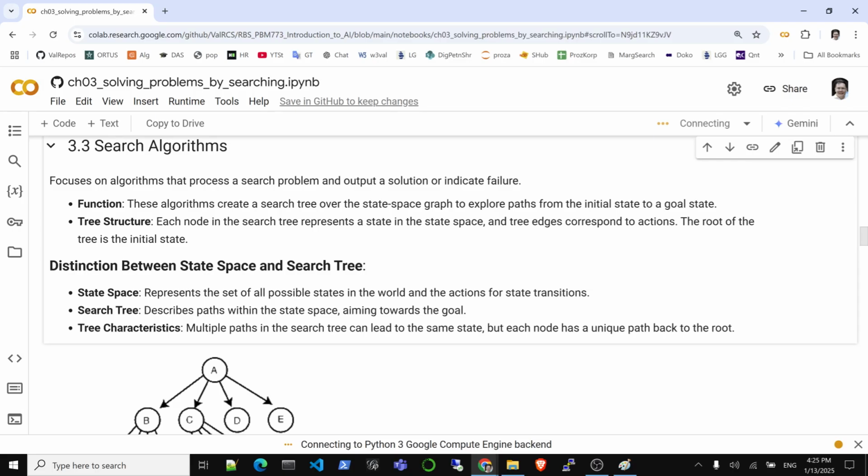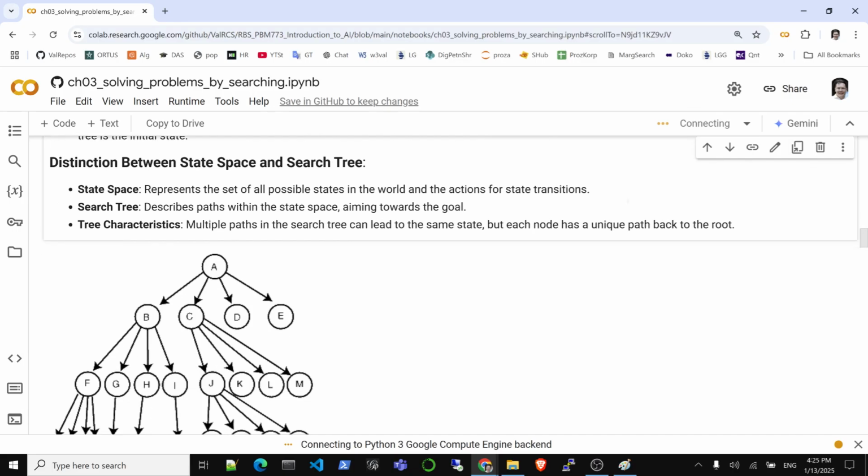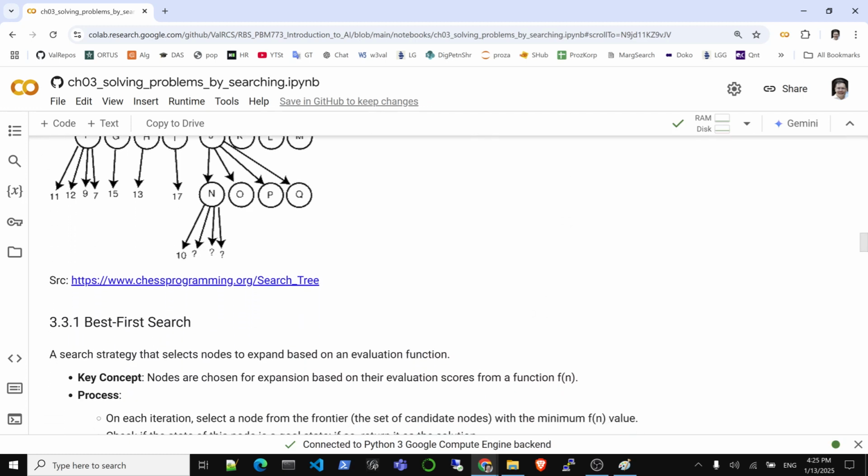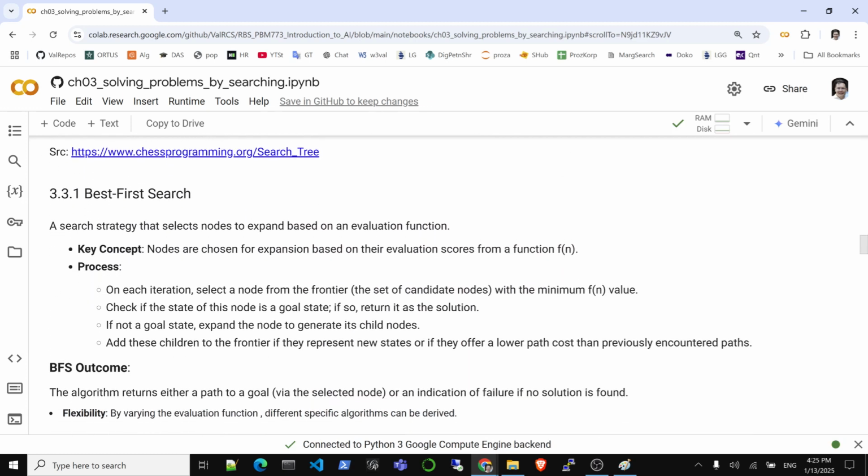Like in this example, you can keep going. Each node has a unique path back to the root. Because you remember that trees don't have loops. Trees don't have loops. So we need some sort of strategy.